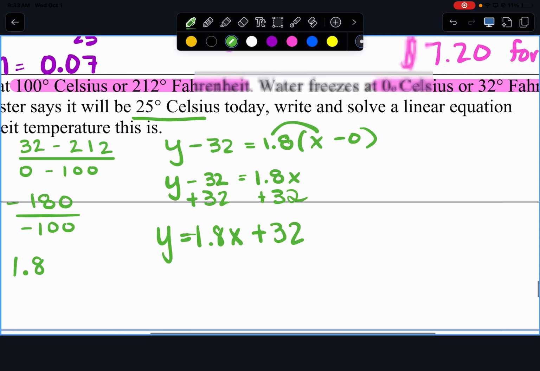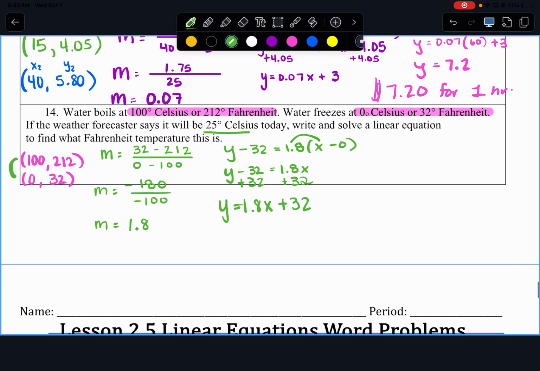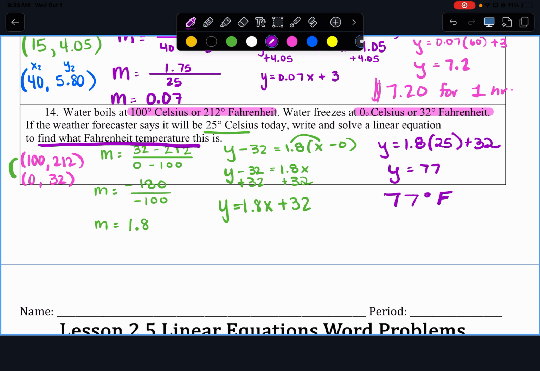That's our equation. Then it says, if the weather forecaster says it will be 25, what's the temperature in Fahrenheit going to be? So what do I need to do? Plug 25 in. So we're going to get y is equal to 1.8 times 25 plus 32. Y equals 77. In context, what is that? 77 degrees Fahrenheit. Because it says, what temperature in Fahrenheit is this?